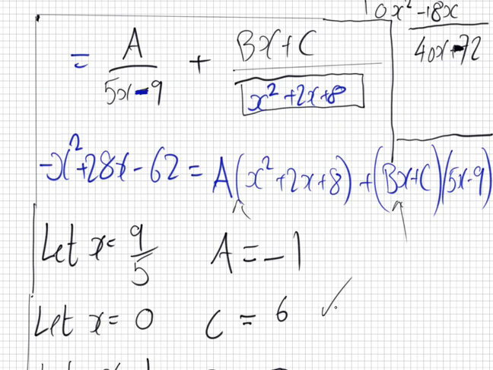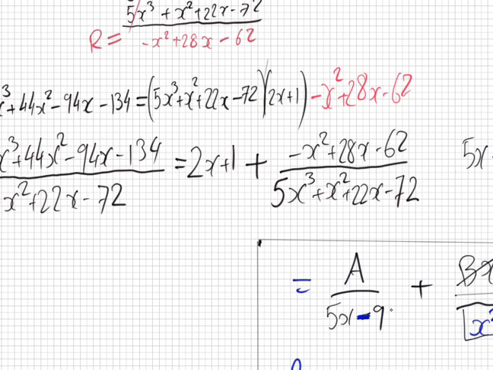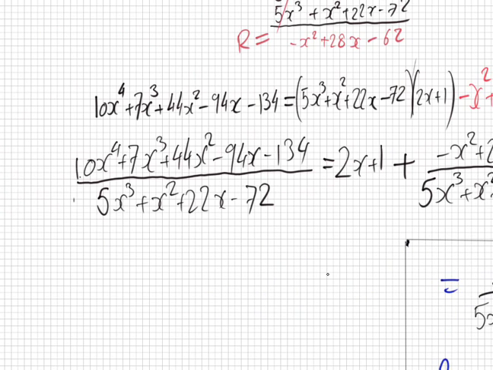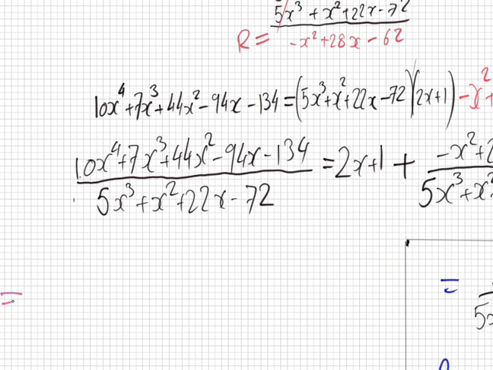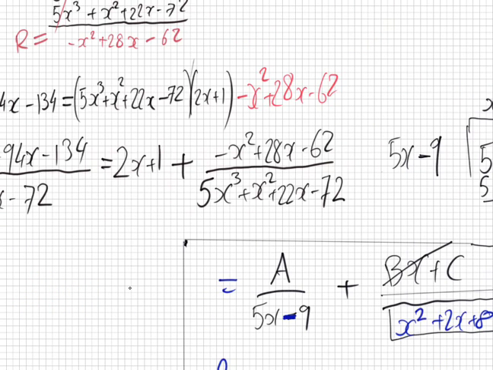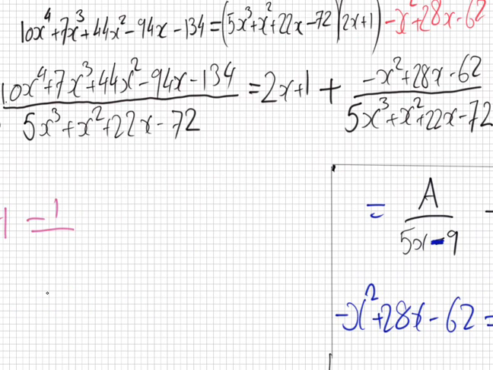So I'll go back up a level. So this here is that, but remember the b is 0, so that's actually gone. So my original question here is equal to 2x plus 1 plus a. What was a, Andy? Minus 1. Minus 1 over 5x plus 9.